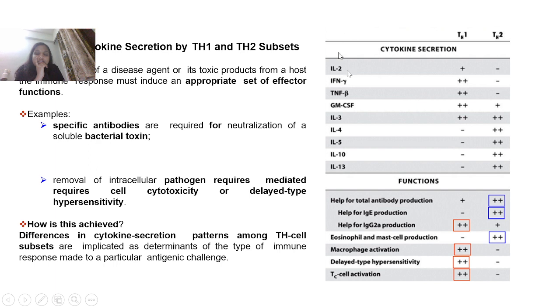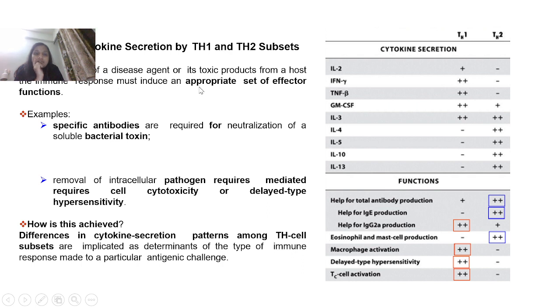So, you can see here the different kinds of cytokines which are produced by this Th1 and Th2 subset. Here, IL-2 is secreted only by the Th1. IFN gamma, TNF beta, GM-CSF, IL-3, all these are produced by Th1, while GM-CSF to some extent is produced by Th2, IL-3 is produced, then IL-4, 5, 10 and 13 are produced by Th2 subtypes.